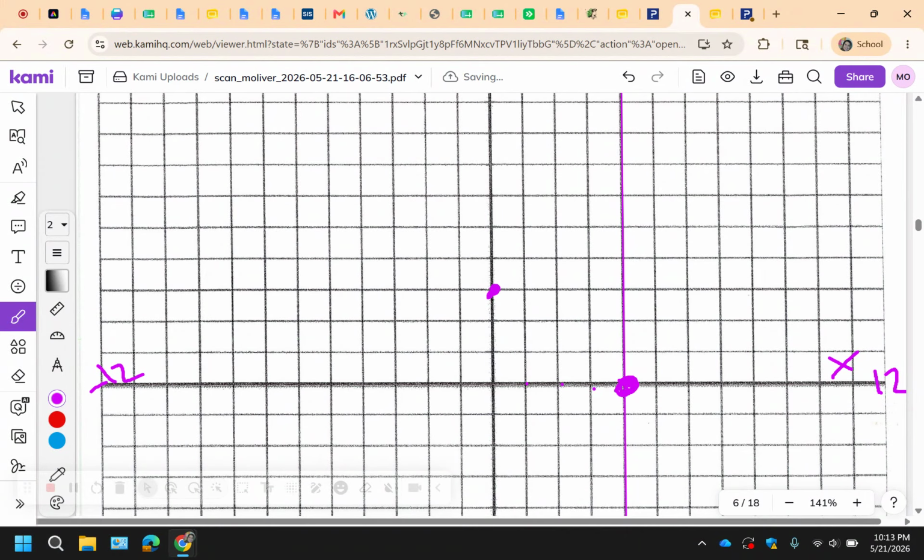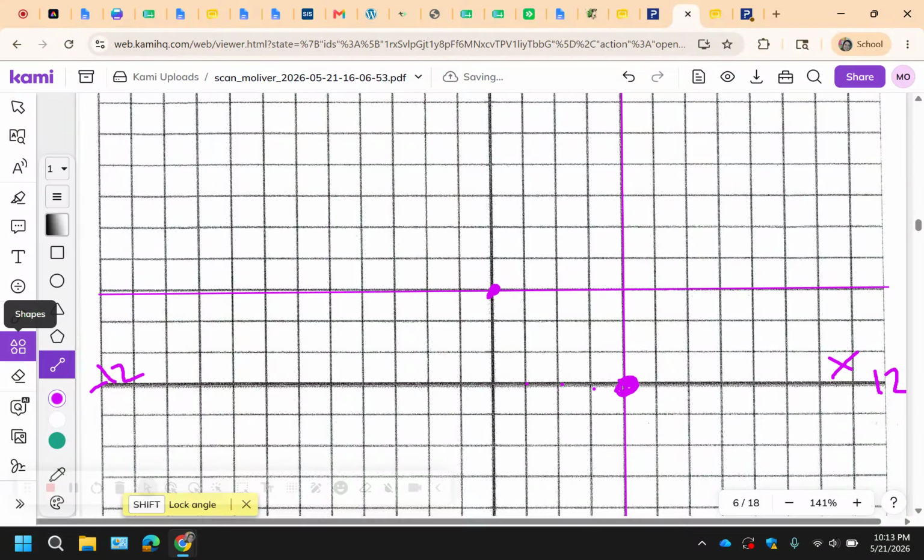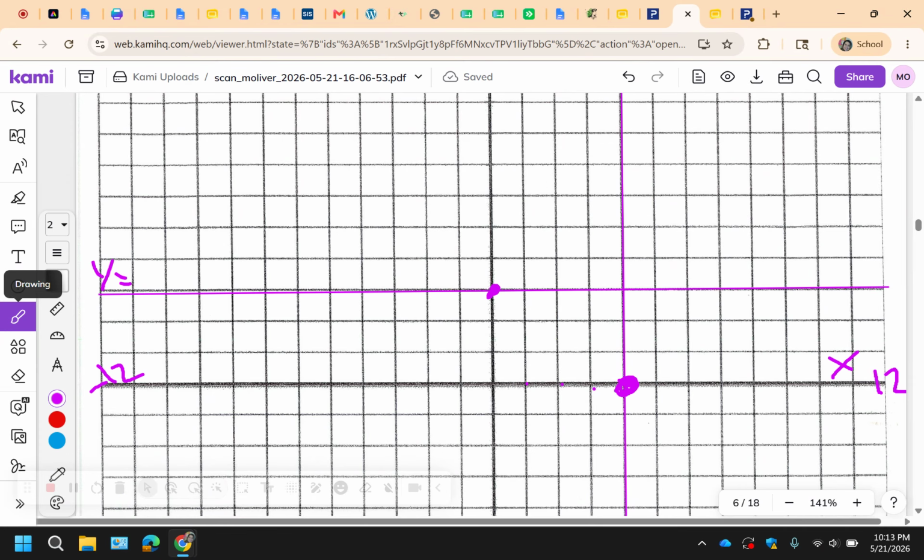And then I'm just going to make a line that goes all the way across. That only works for the first 2 columns. The other ones you're going to have to use your table. And that was y equals 3.